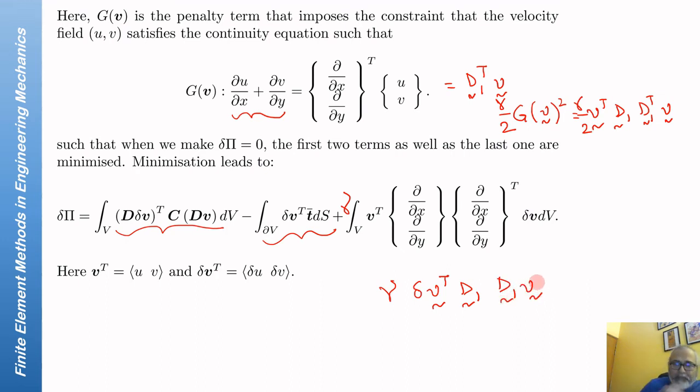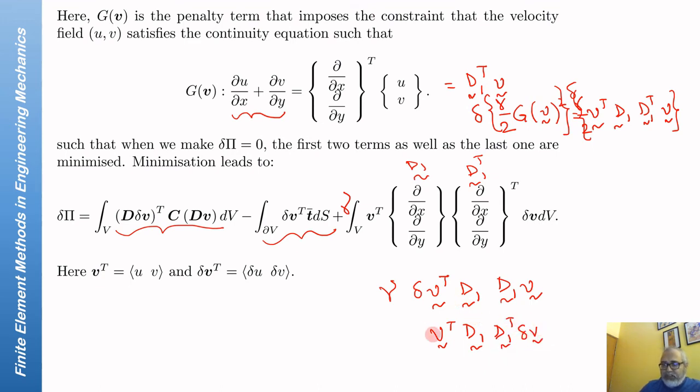This is what you will get when you take delta of this, which is same as delta of this, right? So this is what you will get, and I have written it. This is d1, this is d1 transpose, and so I have written it as v transpose d1, d1 transpose delta v, which is also the same as this. So you can write it either like this or like this.